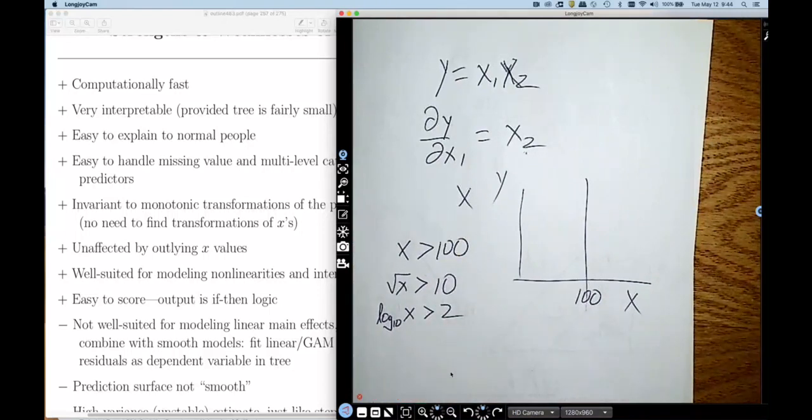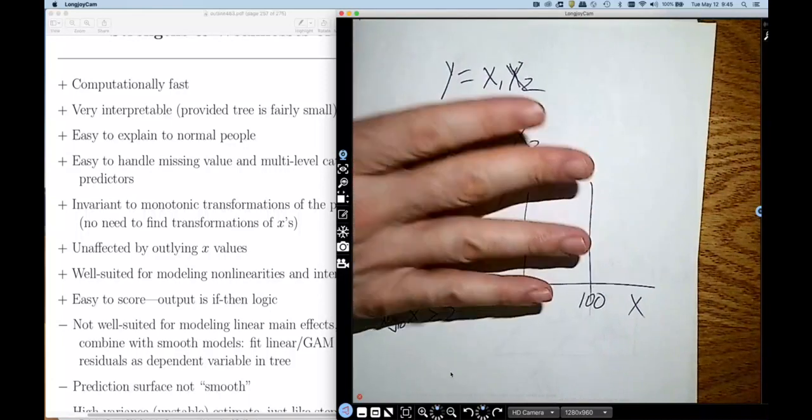Nothing changes. So the point I'm trying to make with this is you don't need to find transformations of your x's ahead of time. We spent a lot of time doing that with linear regression. You don't need to do that with trees.